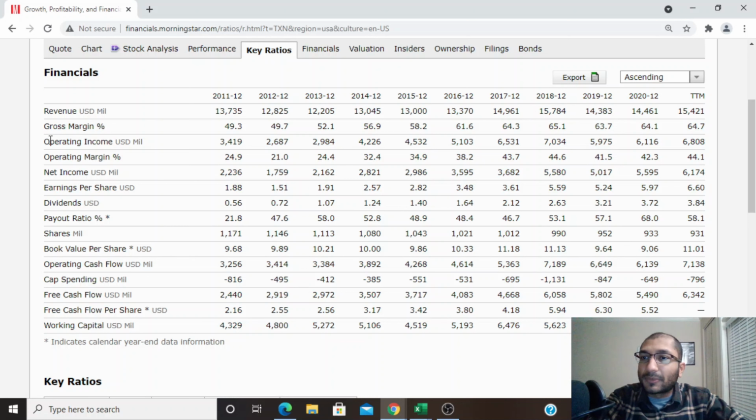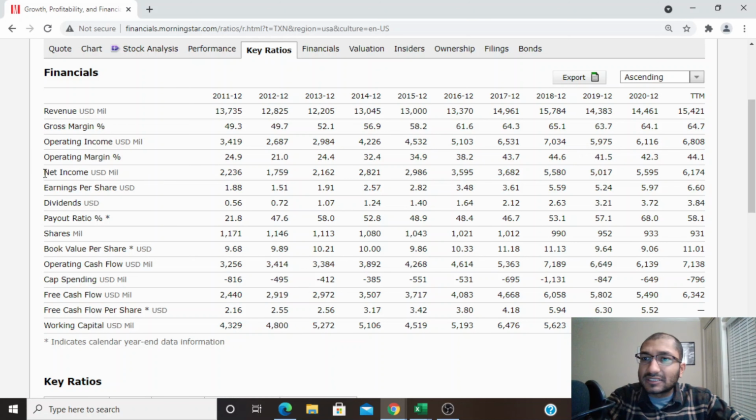Next, looking at the operating income. The operating income is what we get when we subtract the cost of goods and operating expenses from the company's revenue. Back in 2011, the company's operating income was about $3.4 billion, and for the year 2020, it was about $6.1 billion. Over the past 10 years, the company's operating income has slowly been trending upwards, and we can see that despite the revenue being steady, the company is able to increase its operating income, which tells us that Texas Instruments is really good at keeping its cost of goods and operating expenses in check.